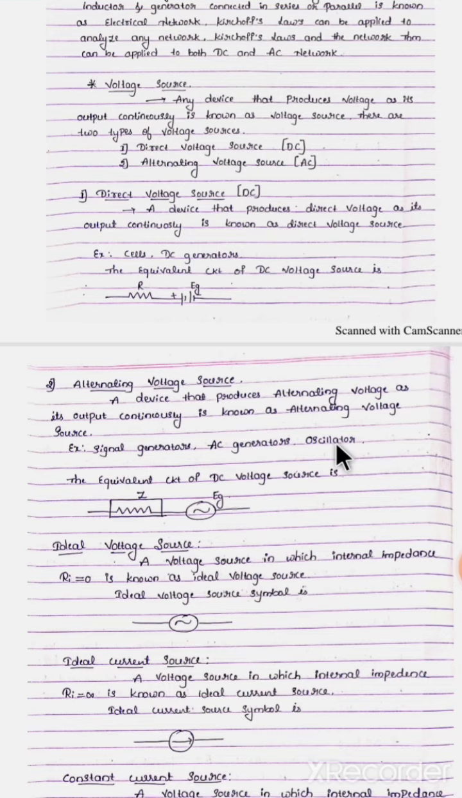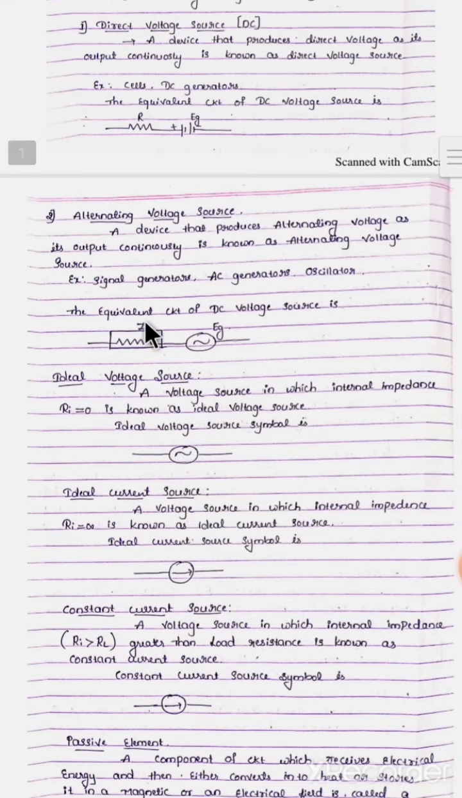Oscillators are one type of electrical instrument. High pass, low pass, etc. are filters, and filters are also examples of an alternating voltage source. Next, the equivalent circuit of the voltage source: see here, this is Z, which means impedance, and this is a cell. Impedance means the total internal resistance. So this is Z and EZ. Here the alternating voltage source is over.